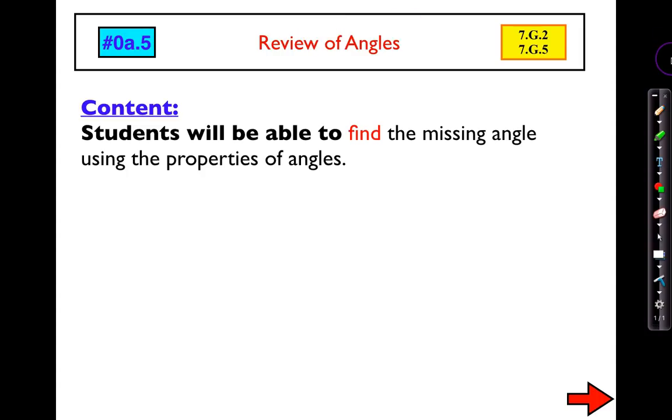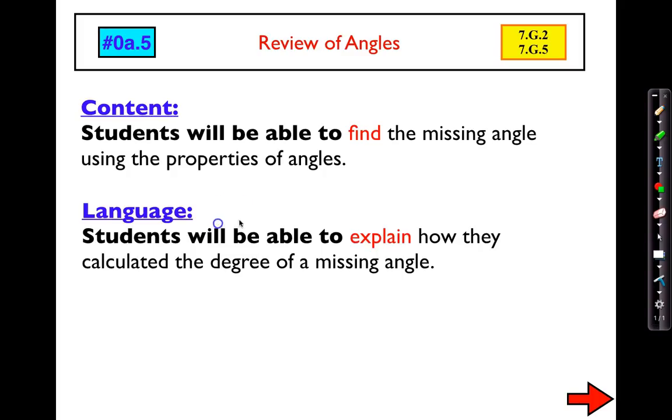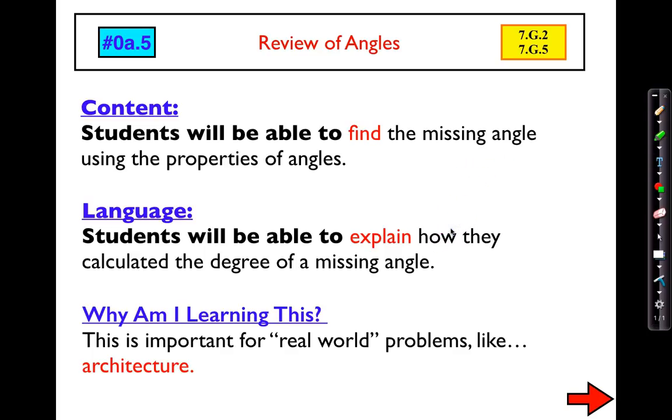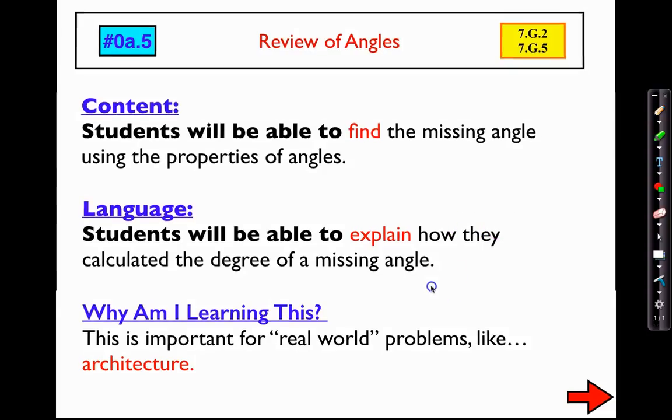Welcome back, everyone. Today we're going to be reviewing angles. Our content objective is students will be able to find the missing angle using the properties of angles. Our language objective is students will be able to explain how they calculated the degree of a missing angle. Why am I learning this? Well, it's important for real-world problems like architecture.